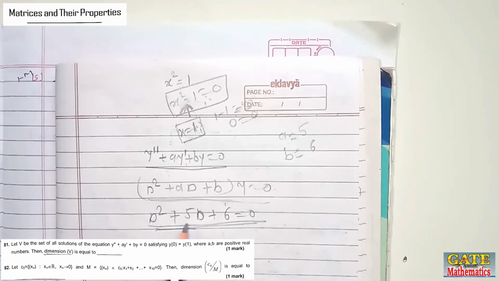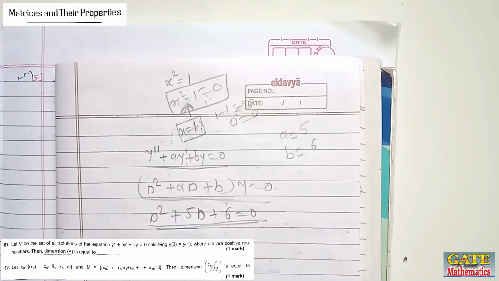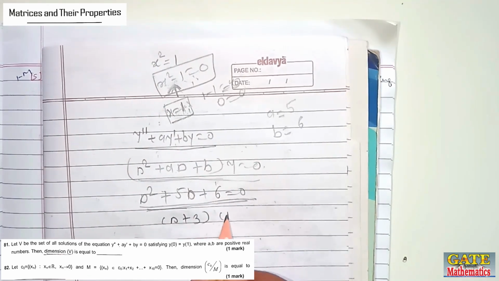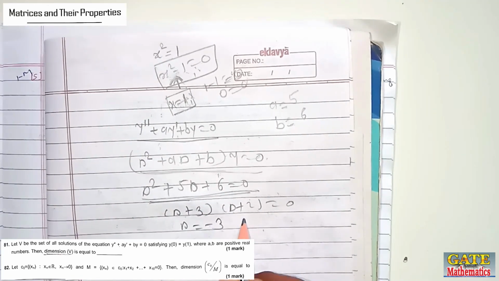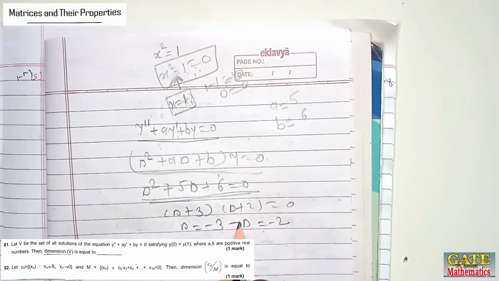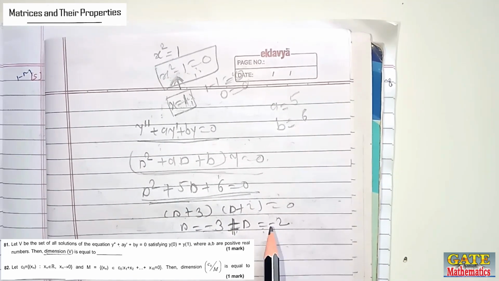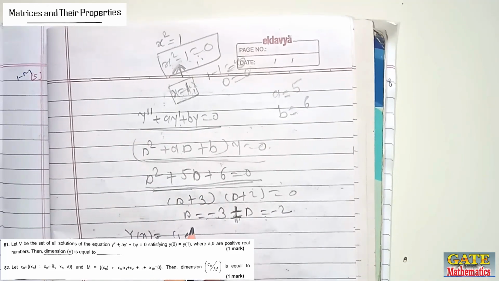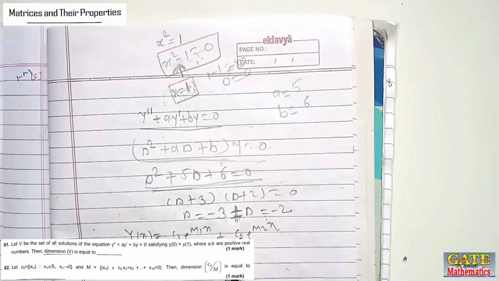Okay, so D square plus 5D plus 6. I know that you all are able to find the roots of this quadratic equation, which factors as D plus 3 and D plus 2 equal to 0. These are the roots of our equation, so D is negative 3 and D is negative 2. So here we can see that the roots are distinct, not repeated. So the solution for our differential equation is y of x equal to c1 e to the power m1x plus c2 e to the power m2x.